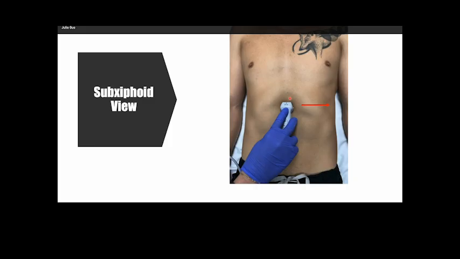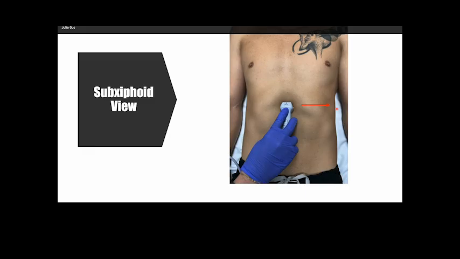All right, moving on to the subxiphoid view. So you want to palpate for the xiphoid. And then again, the indicator is still at 3 o'clock. So we just move the probe from here to here, but still maintain 3 o'clock. Also, I want you to get very, very comfortable at this subxiphoid window.